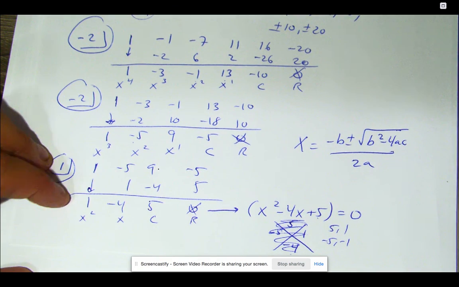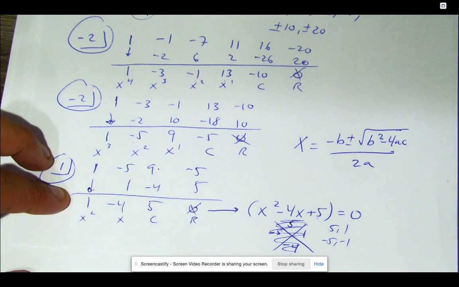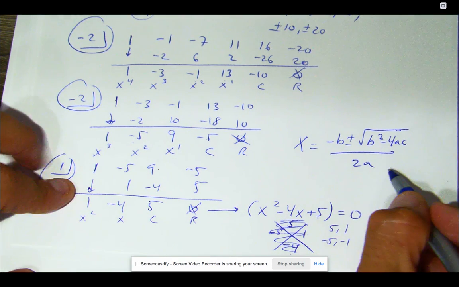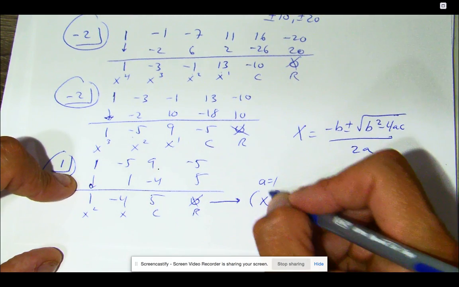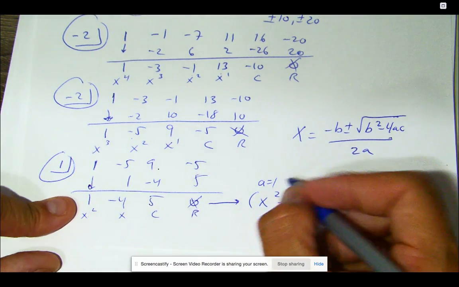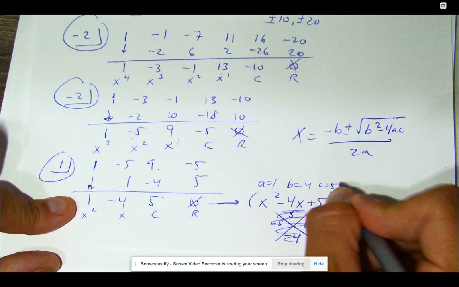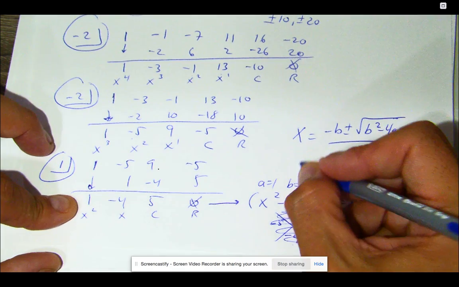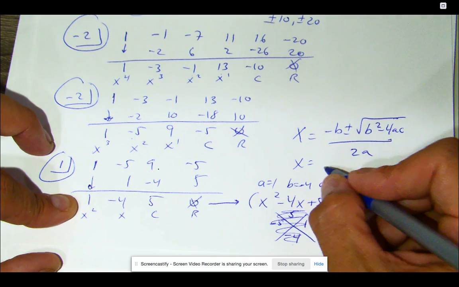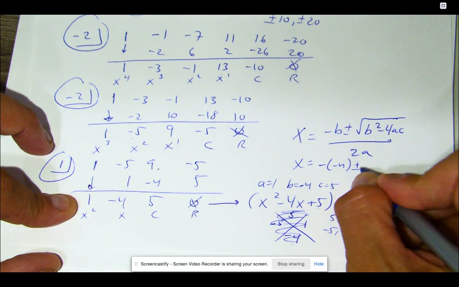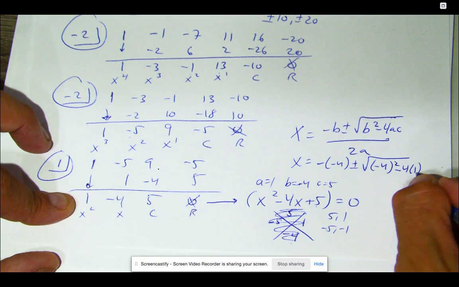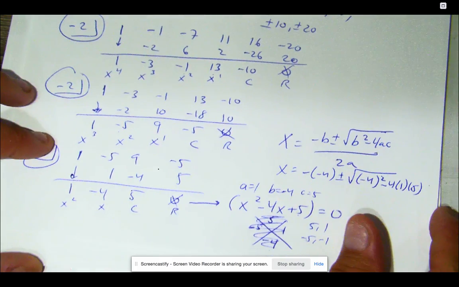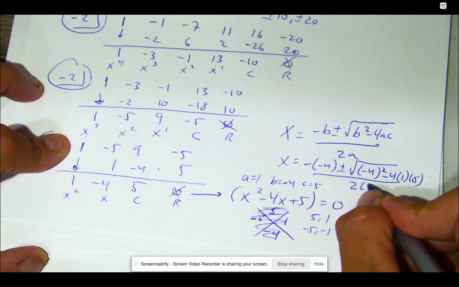Now, yes, these are a lot of work, but it doesn't mean that they're impossible. They're just things you've got to practice and keep working at. This is going to be important because sometimes the answers don't come out pretty. The A is 1, kind of like the number we had here. The B is negative 4. The C is 5. Take all these numbers and plug them in. So the opposite of negative 4, plus or minus the square root of negative 4 squared minus 4 times A times C, all over 2 times 1.